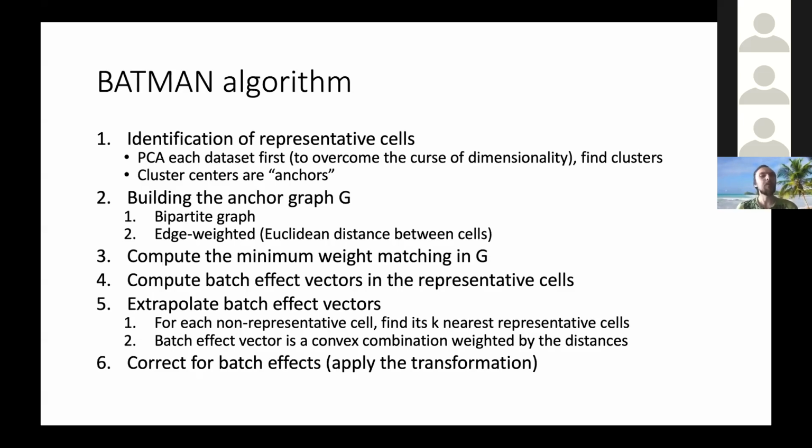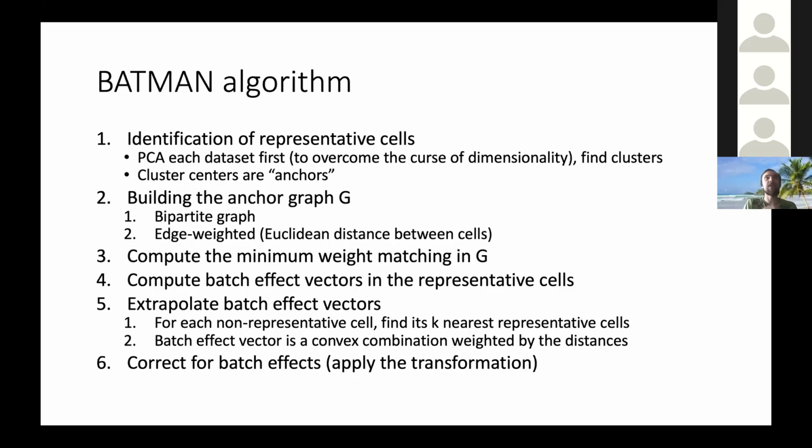Now, the second step, we're building the so-called anchor graph. That would be a bipartite graph, where obviously each partition corresponds to each of the two batches. And this graph is an edge-weighted graph, where the weights of the edges represent the Euclidean distances between the cell expression profiles. Now, the next step would be computing the minimum weight matching in this graph. And in this case, we estimate the batch effect correction vector for all these representative cells.